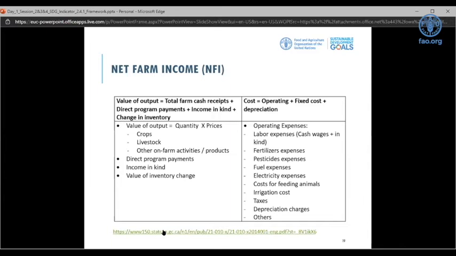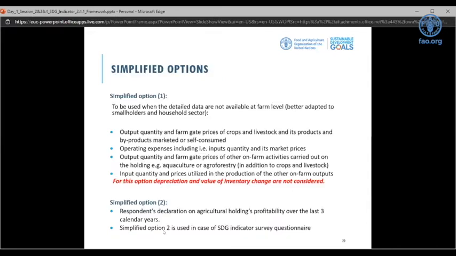Now, we thought during the methodological development process that especially in developing countries, in subsistence agriculture holding, financial records are not usually maintained. So collecting information on all these data items in an agriculture survey might be maybe too demanding for developing countries. And hence, as I mentioned earlier, we suggested a simplified approach. So the first simplified approach is we only ask countries to collect information on the output value, which I explained earlier, and the operating expenses. And in this option, we suggest countries to ignore depreciation and value of inventory change, okay?